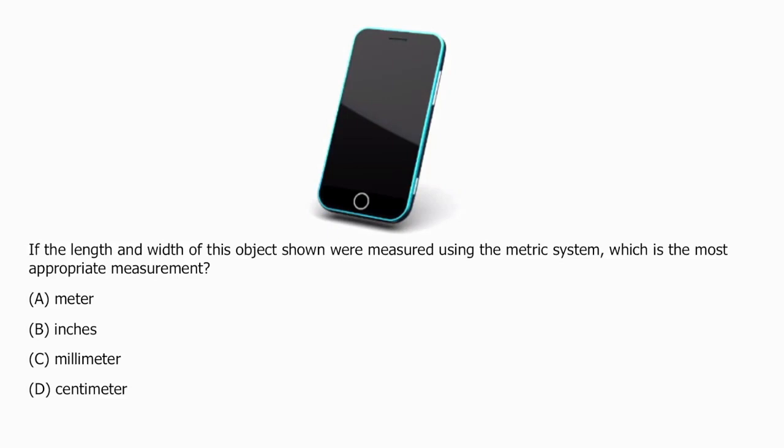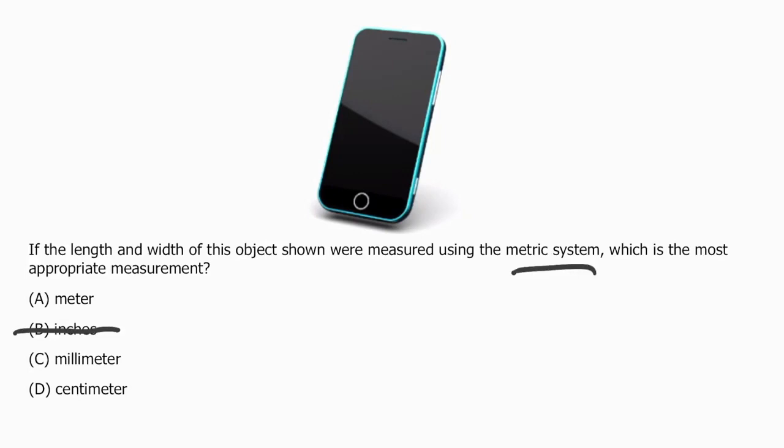All right, for our third and final question, it reads, if the length and width of this object shown were measured using the metric system, which is the most appropriate measurement? So when we look at our answer choices, we should immediately be able to rule out B because inches is not part of the metric system. It's part of the imperial system.